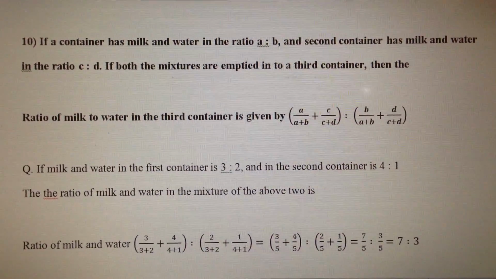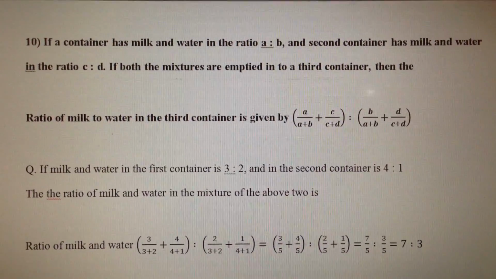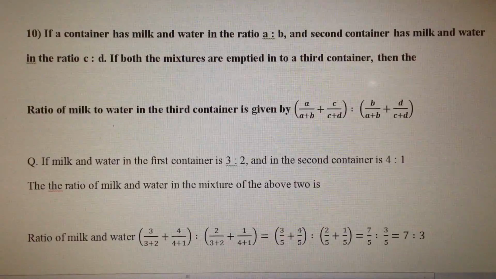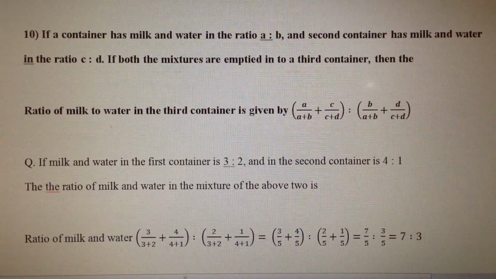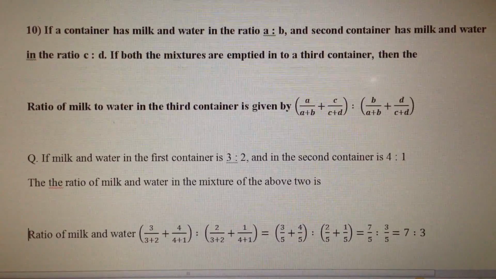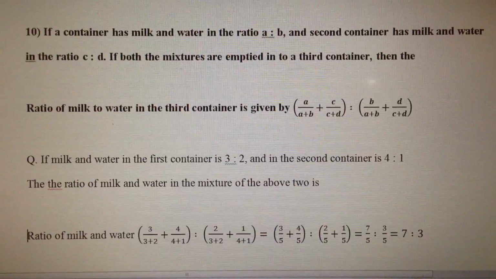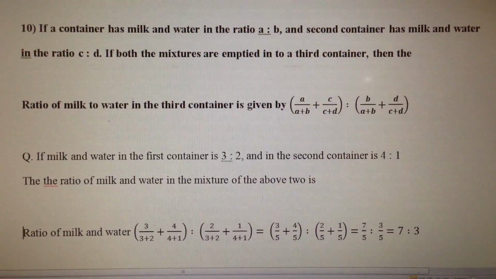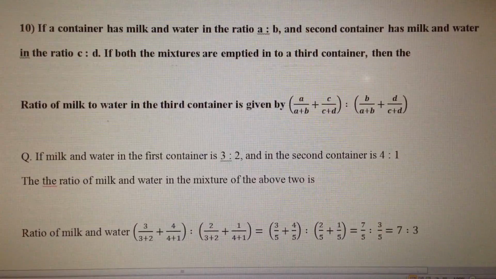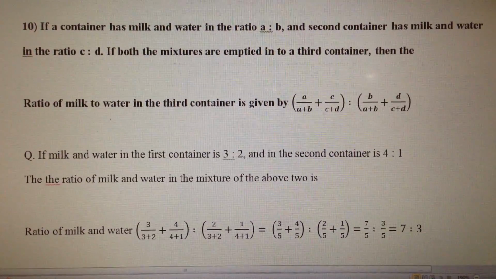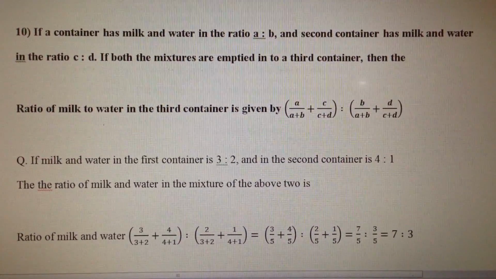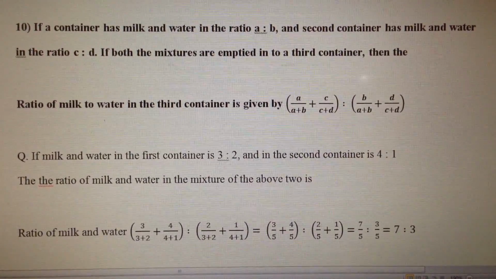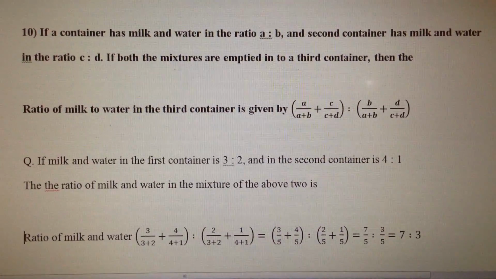Let us see one more formula which is very important. This is of mixtures. If a container has milk and water in the ratio A is to B and a second container has milk and water in the ratio C is to D, if both the mixtures are emptied into a third container, then what is the ratio of milk and water? This looks to be a very complicated one, but there is a formula to find out the ratio of the mixture.